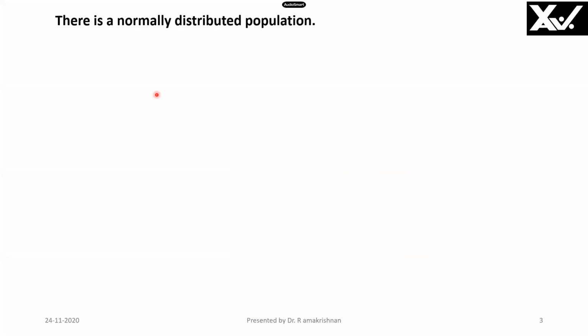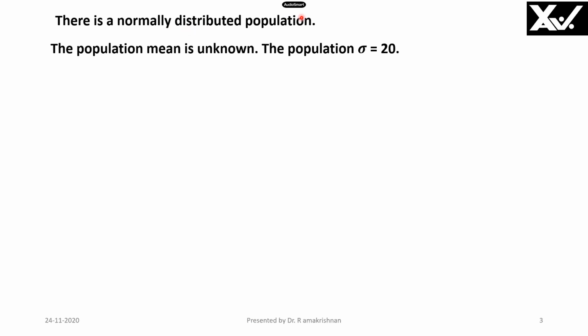Now we will take a problem. There is a normally distributed population. Population mean is unknown. There are two statements. Null hypothesis says one, alternate hypothesis says another. The population standard deviation is known, 20. We will take randomly 30 values. That is, sample size is 30.